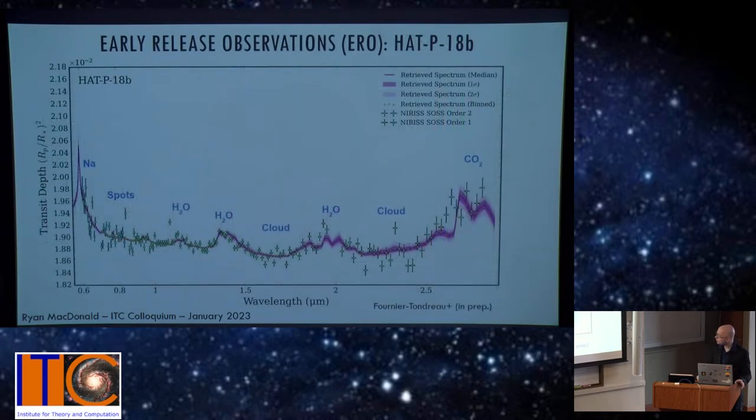Here is an analysis that we'll be submitting shortly by Mary Fournier-Tondreau out of the University of Montreal. So this is an example of the influence of the star on the spectrum that I mentioned earlier. So here, in addition to the atmospheric signatures from clouds that are flattening this spectrum, water absorption features, and carbon dioxide, we're also seeing that in order to explain this upward slope, it's not sufficient to just have wings of the alkali wings from sodium, but some of the little features that we have in this region have to be explained by spots from the star itself that are around 600 Kelvin cooler than the latent photosphere of the star. And this is from the early release observations of the hot Jupiter HAT-P-18b. So keep an eye out for this coming out soon.